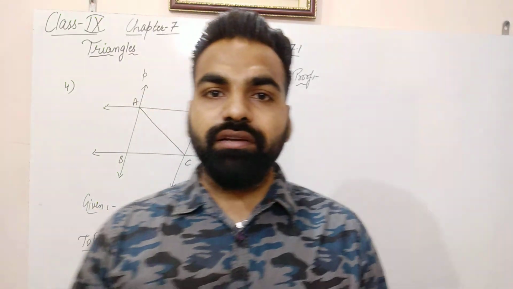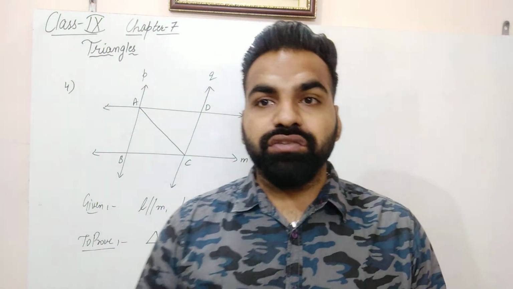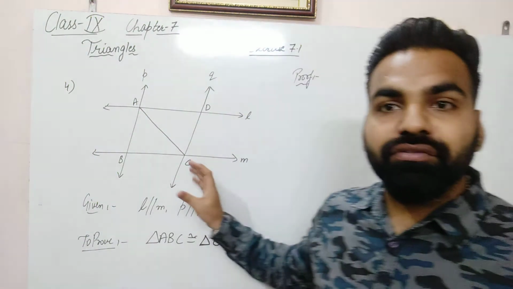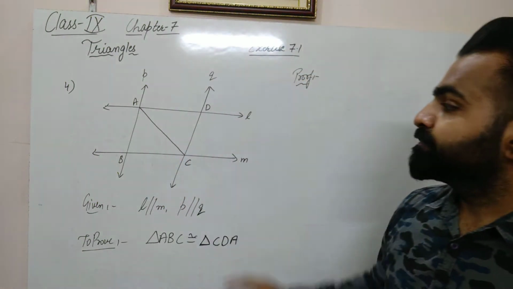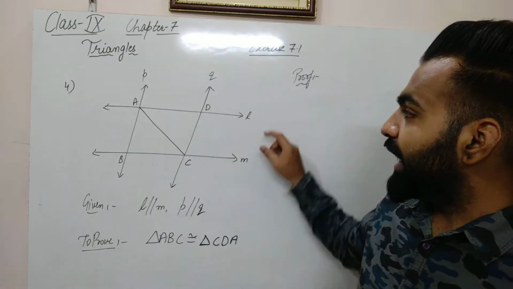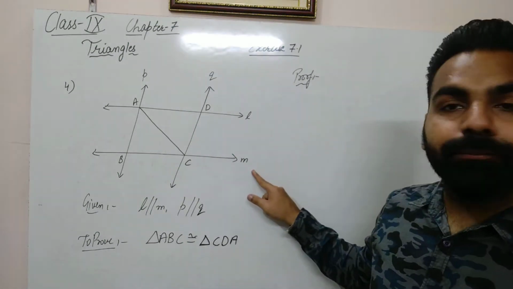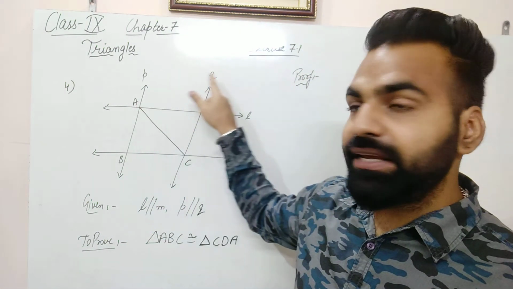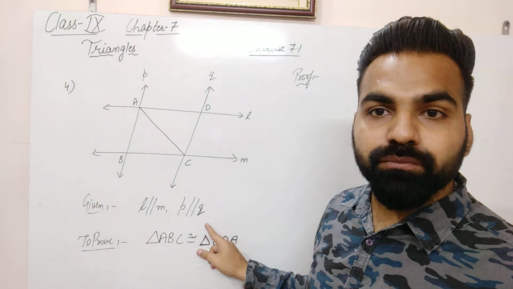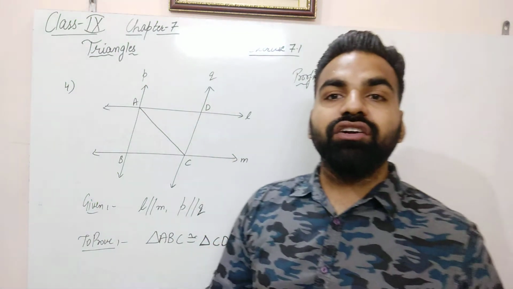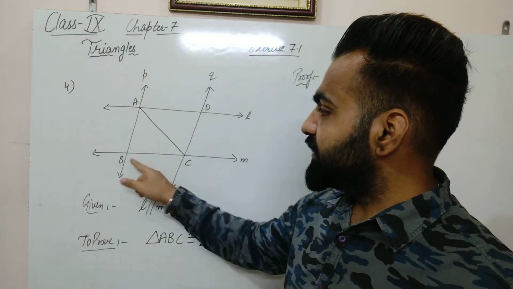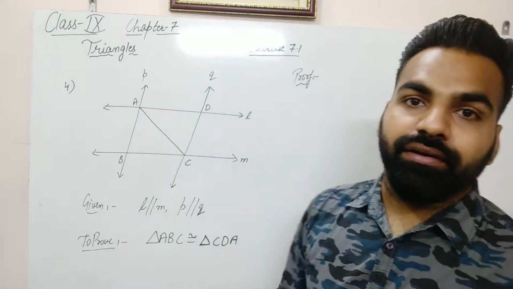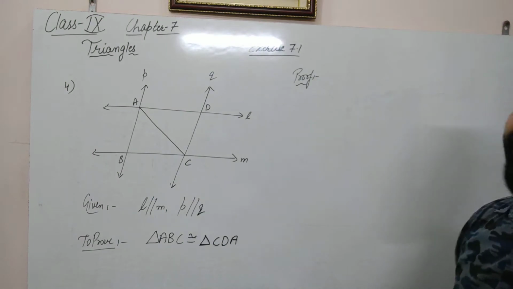My name is Shivam Batra and today we will do question 4 to 6 of exercise 7.1. So this is the figure of question number 4 here. It is given that the lines L, M and N are parallel to each other. L is parallel to M and these two lines P and Q, P is parallel to Q. So we have to prove that triangle ABC is congruent to triangle CDA. So this is question number 4. Let's get started.